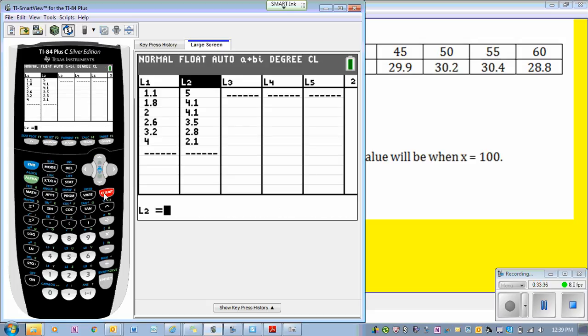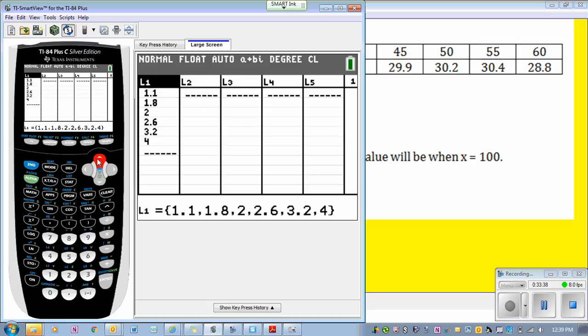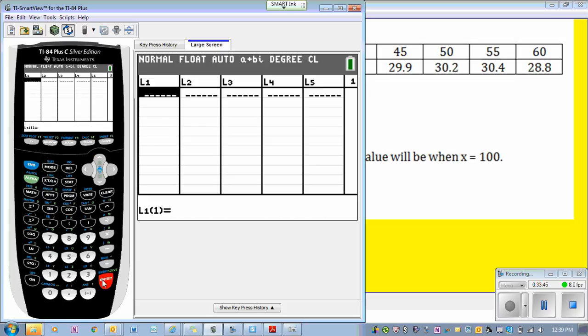How do you clear these calculators again? You go all the way up to L, whichever list you want, and then hit clear, enter. And that clears out everything.